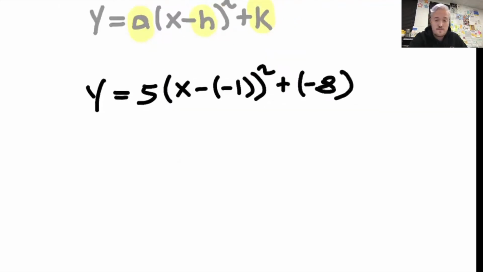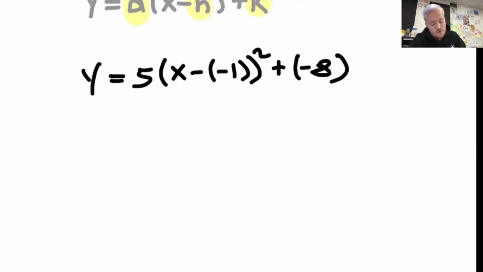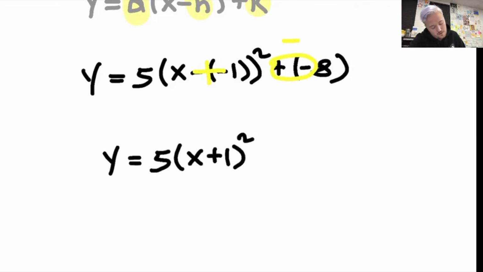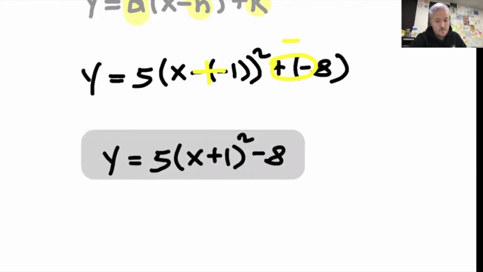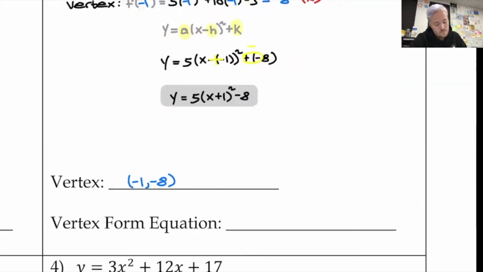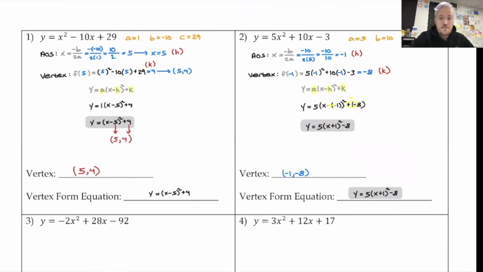All right, so we have a couple things to clean up here. So right here in the middle, subtracting a negative turns into plus a positive. And then over here, that's just going to be subtracting. All right, so we're going to have y equals 5 parentheses, x plus 1 all squared minus 8. So this right here is your final answer for vertex form. And boom. Alrighty. Moving on.